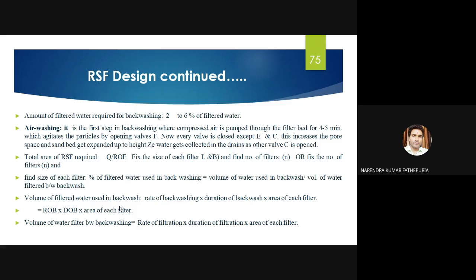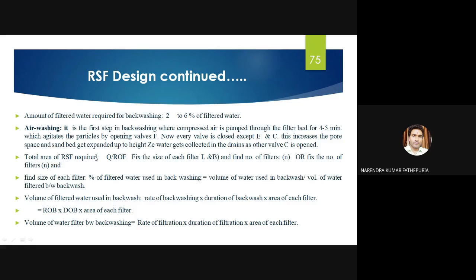Total area of rapid filtration required: first, you have to understand the flow rate divided by the rate of filtration, for which we have given the standard range. You have to take it from the parameters. Fix the size of each filter, length and width, and find the number of filters, or fix the number of filters N required for the rapid filtration. So this is the mechanism of how you will design rapid filters. Find the size of each filter, the percentage of filtered water used in backwashing. All these things we will do in numericals step by step.